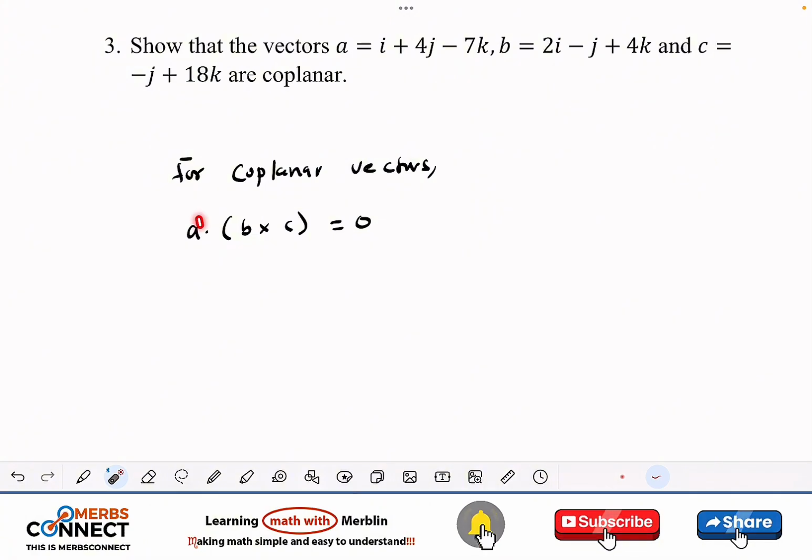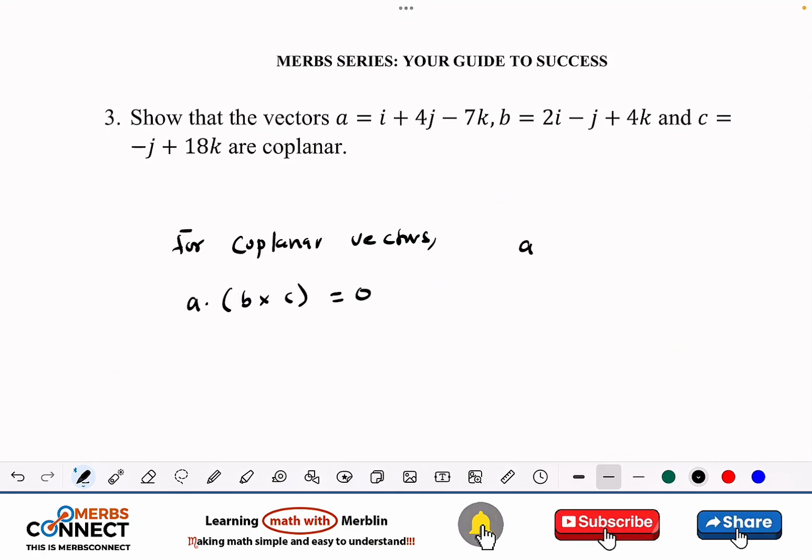So we know A, we know B, we know C from the components that we have here. A is i plus 4j minus 7k. B is equal to 2i minus j plus 4k. And then C is equal to minus j plus 18k.